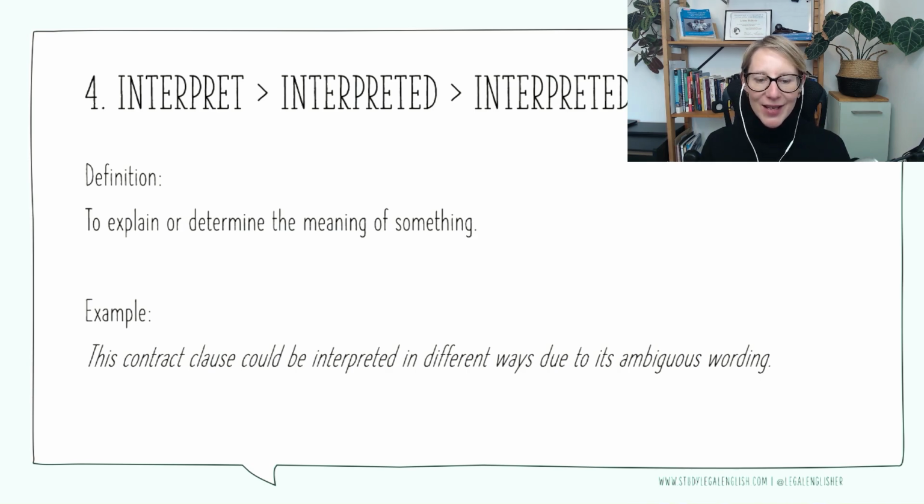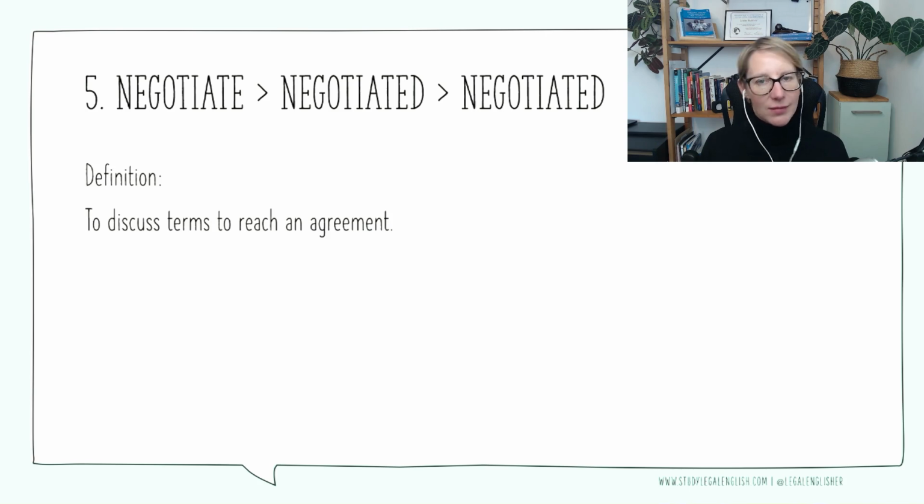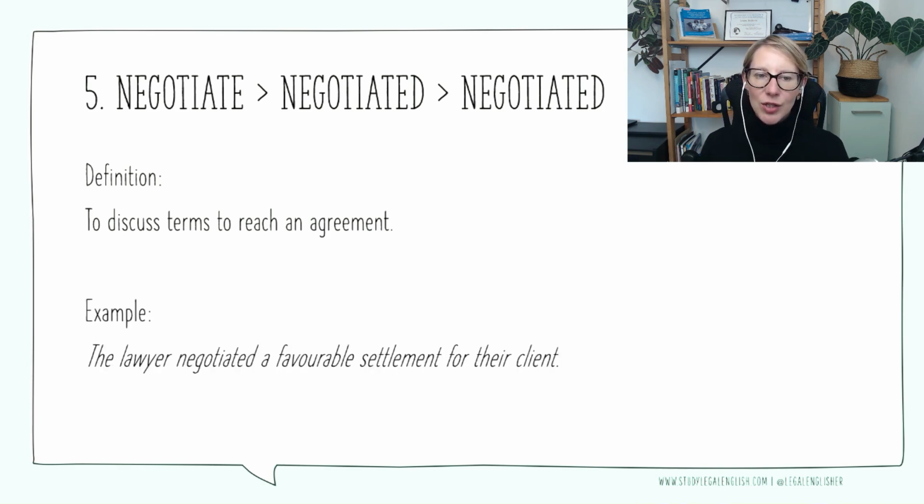All right, let's move on to number 5, to negotiate. To negotiate, and in the past simple, negotiated. In the past participle, also negotiated. The definition: to discuss terms, to reach an agreement, right? You probably know what to negotiate means. Let's look at an example sentence. The lawyer negotiated a favourable settlement for their client. It's quite a lot of legal English vocabulary, even in that sentence.